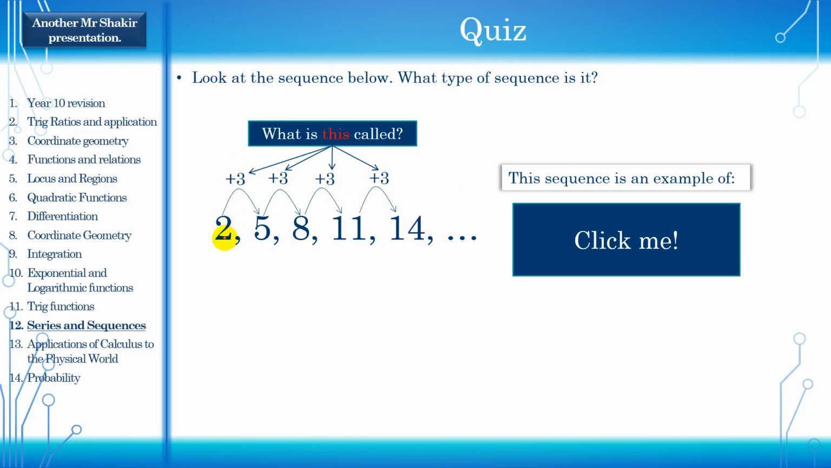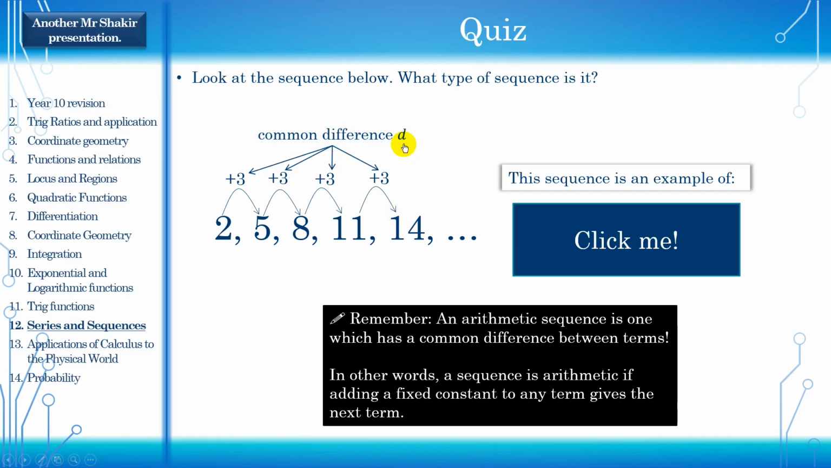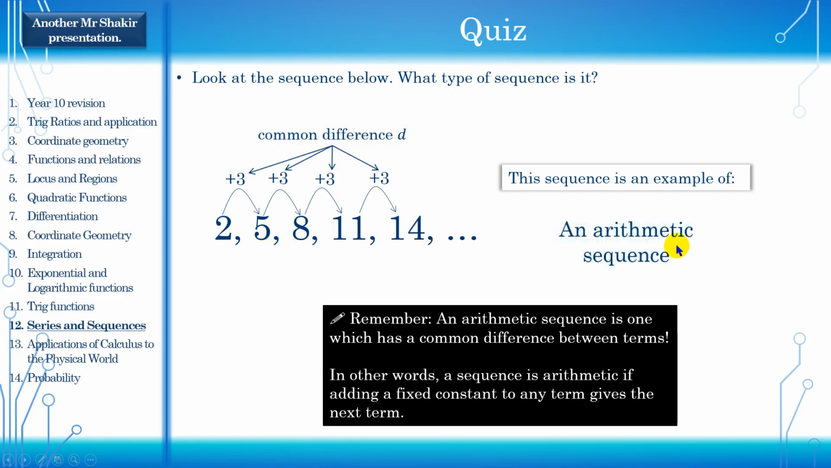The +3 is that from 2 to 5, it went up by 3. From 5 to 8, it went up by another 3. So what type of sequence is it? And what is that 3 called? And the answer is, it's called the common difference. And this sequence is an example of an arithmetic progression or an arithmetic sequence.